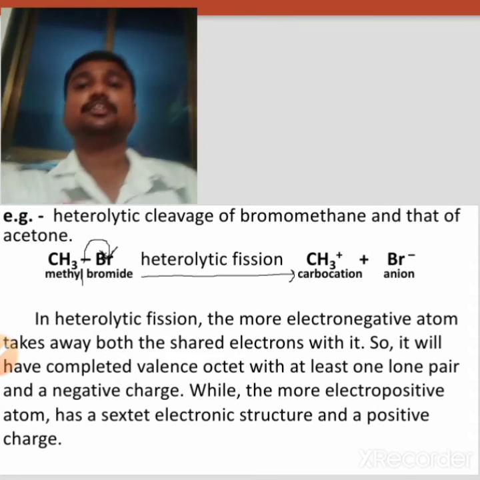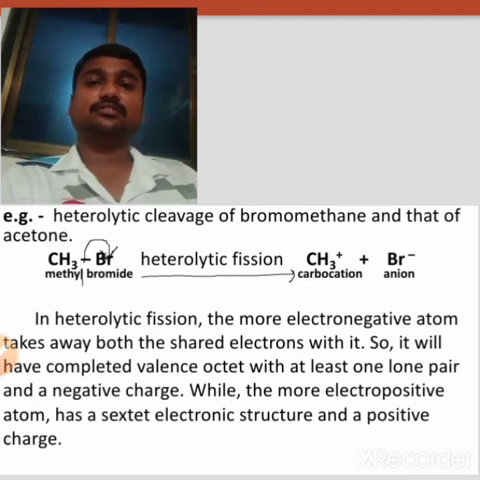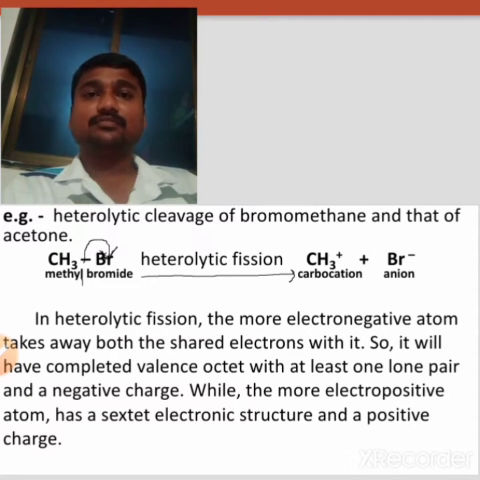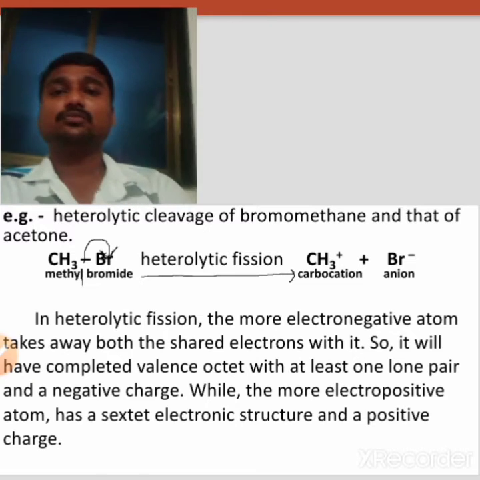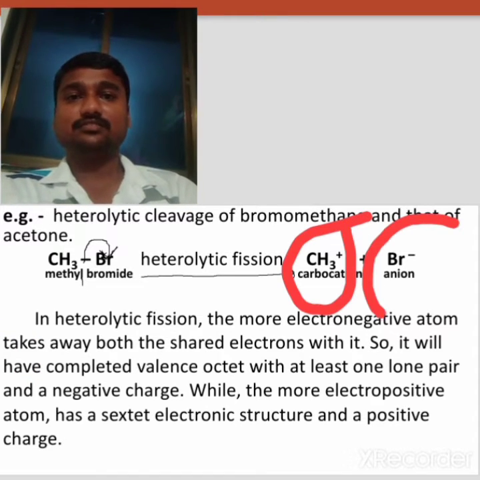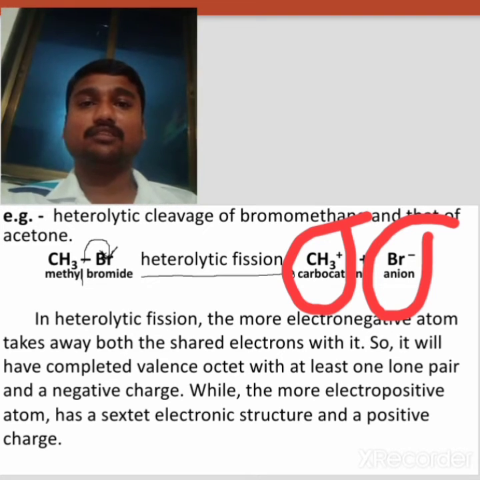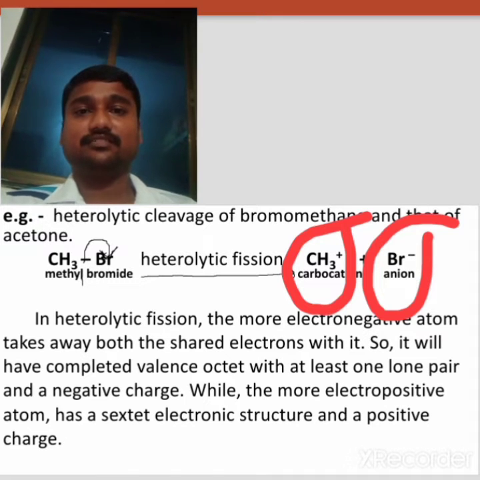For example, heterolytic cleavage of bromomethane and that of acetone. That is, first example for bromomethane, that is methyl bromide. Methyl bromide undergoes heterolytic fission, which gives these two ions, that is bromide ion and methyl carbocation, that is methyl cation.